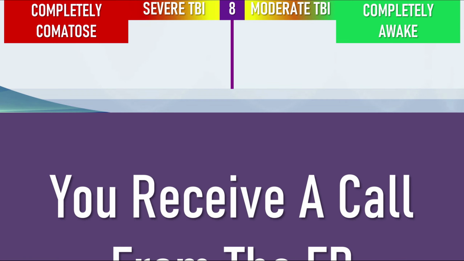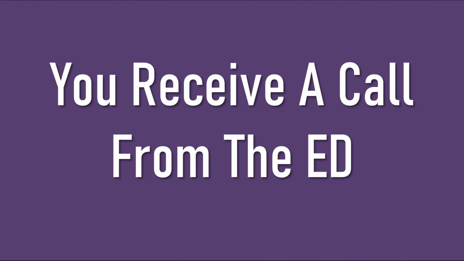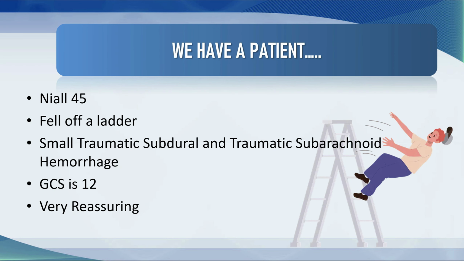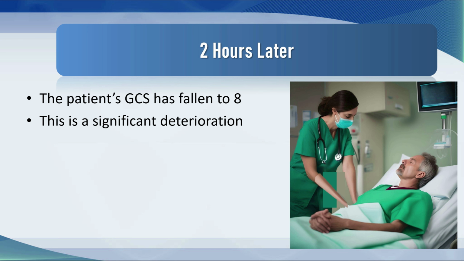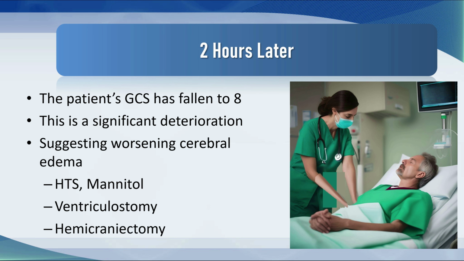An example of how you work the Glasgow Coma score is as follows. You can receive a call from the emergency department to see Niall. Niall is 45 years old and he fell off a ladder, and he has a small traumatic subdural hematoma and traumatic subarachnoid hemorrhage. His Glasgow Coma score is 12, and that's quite reassuring. However, 2 hours later, Niall's GCS has fallen to 8. This is a significant deterioration, suggesting worsening cerebral edema, and he will need to be treated with hypertonic saline and/or mannitol, perhaps a ventriculostomy, and further down the road, possibly a hemicraniectomy.